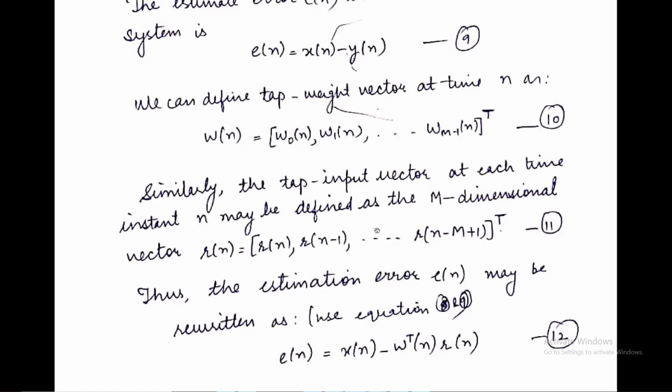Thus the estimation error en may be rewritten in terms of matrices as xn minus, instead of yn, we keep it in terms of rn, which is the input, and w transpose n, which is your impulse response or tap vector. So en is xn minus w transpose n rn. That corresponds to the error equation.